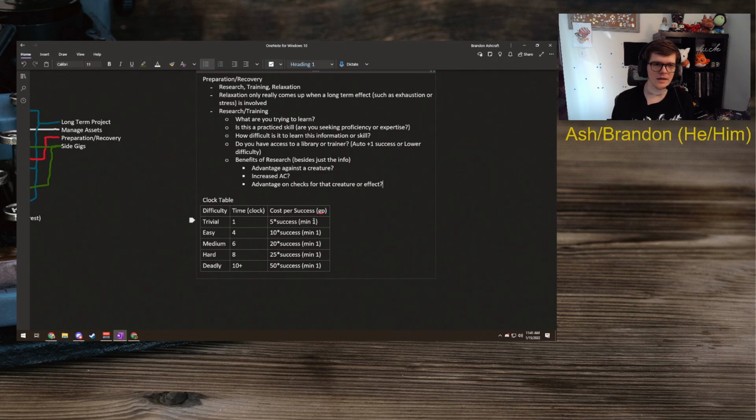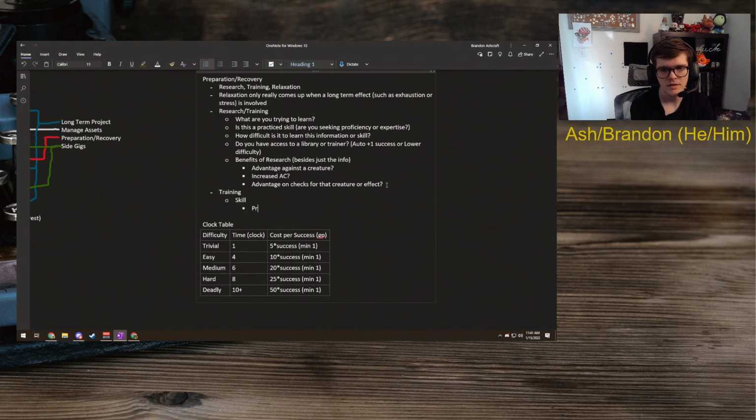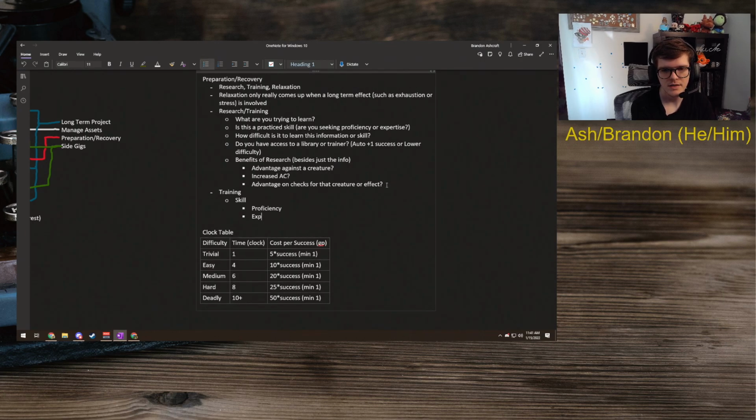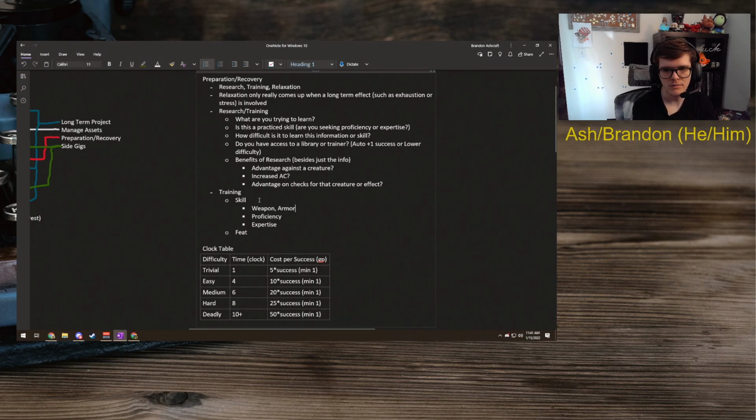That really finishes up this table, other than also outlining for training specifics, you know, a skill, efficiency, expertise, and then we look at weapon, armor, tool, skill. Not really a better word for this.